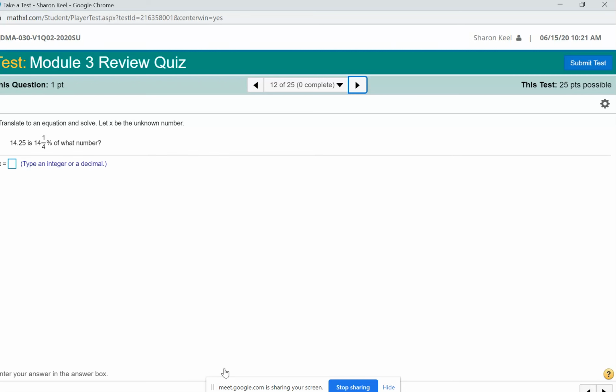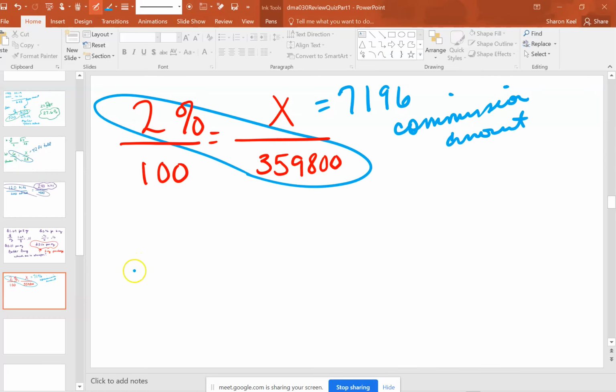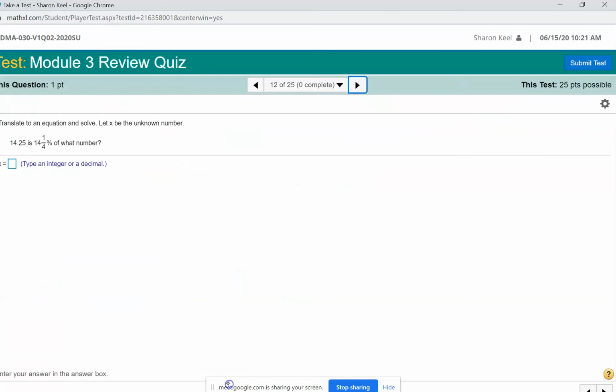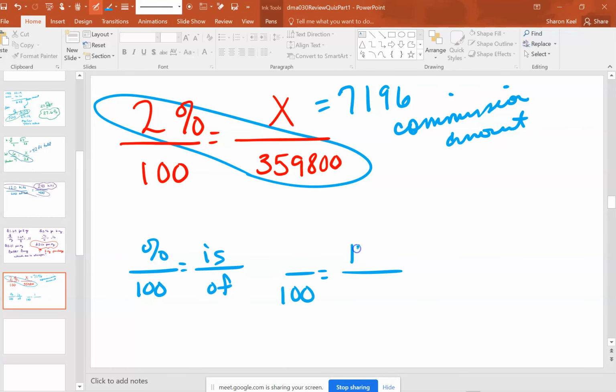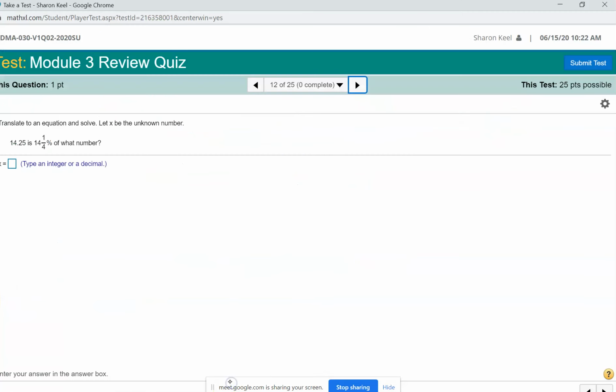Translate into an equation, let X be the number. So here, this is where I showed you percent over 100, and we're going to use the is and of. As I read this problem, it tells me 14.25 is. So the is goes on the top right. 14.25 is. Then it says 14.25%.